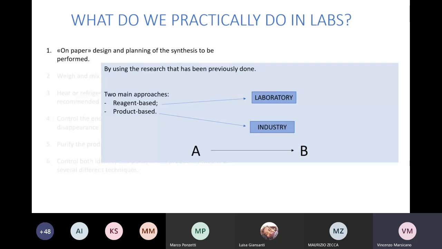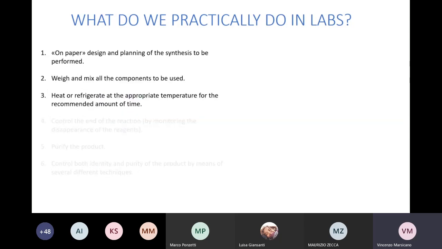After having planned a reaction on paper, we have to move on to practice, remembering that what perfectly works on paper does not always work so perfectly in practice. So we weigh and mix all the components that we have chosen to use, usually in a round bottom flask, in which we introduce our reagents and a solvent. A solvent is a chemical compound that is inert, so it does not react with our reagents, but is only used to create a homogeneous environment.